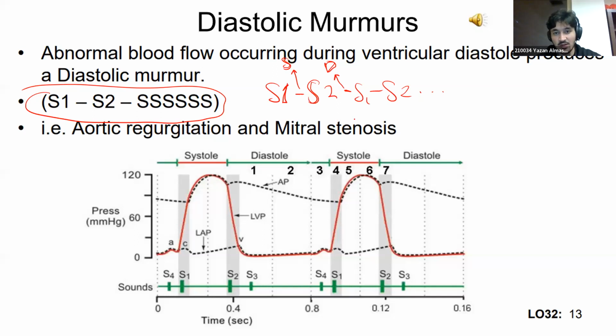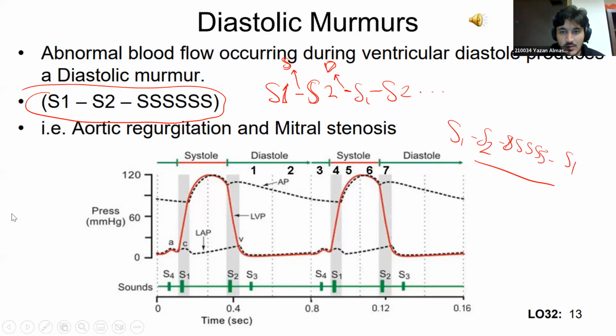So when are we going to hear the murmur? We're going to have S1, for example, then S2, then we're going to have the murmur, then S1 again. Does that make sense? It's between S2 and S1, so it's a diastolic murmur. It's nothing new, just repeating and explaining the second statement. Yes, okay, it's clear.